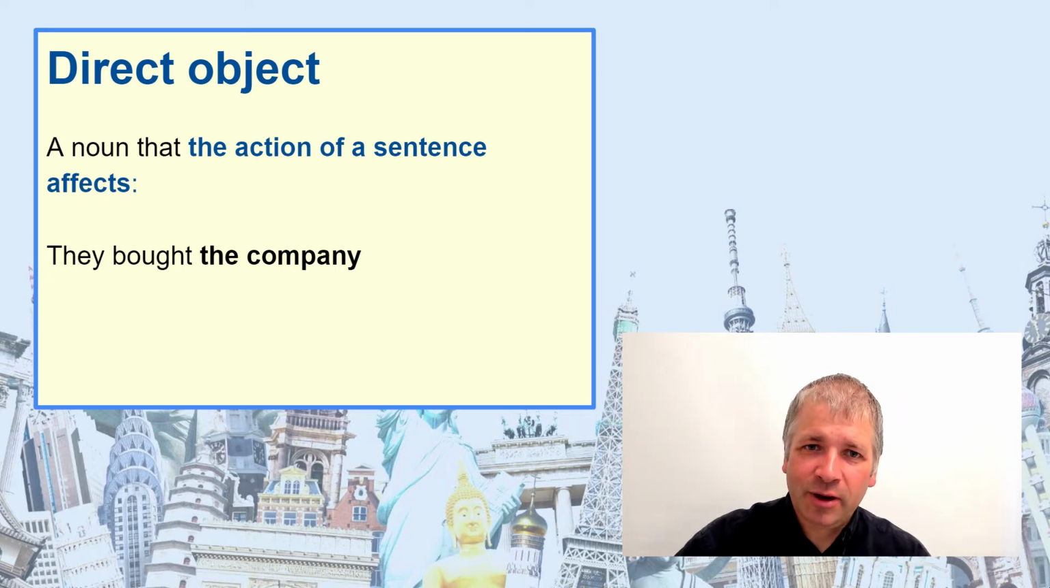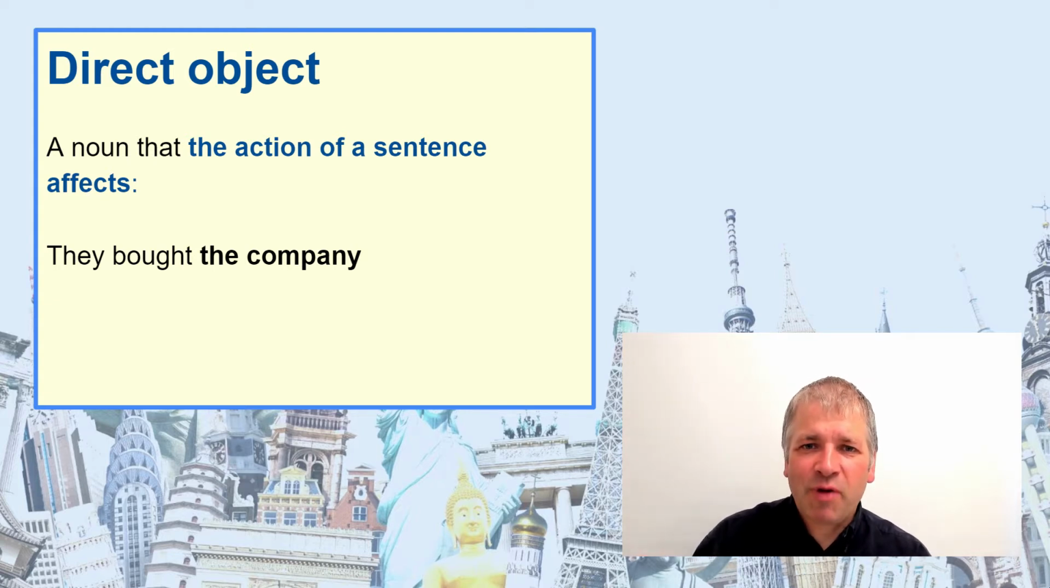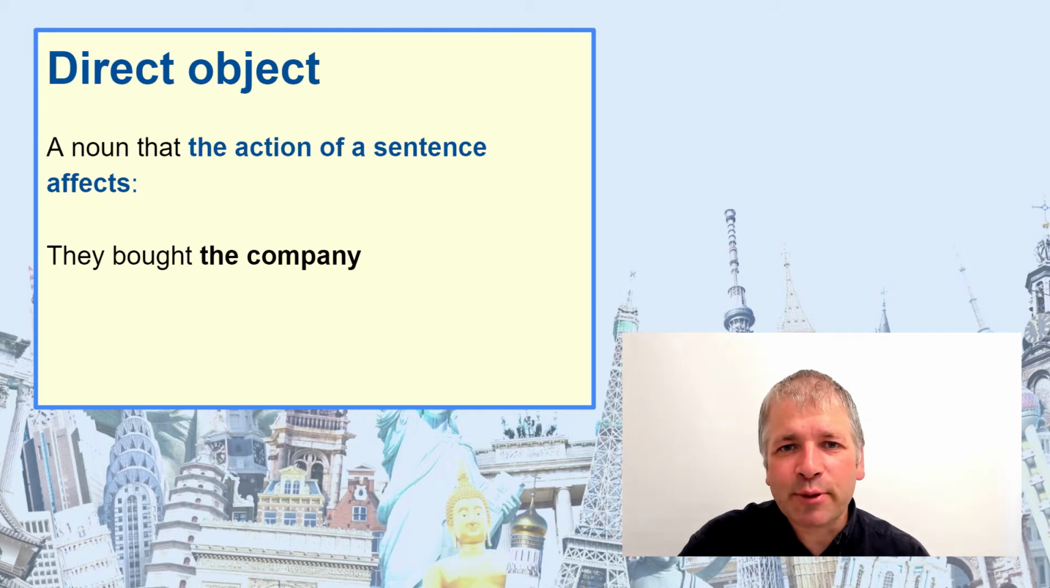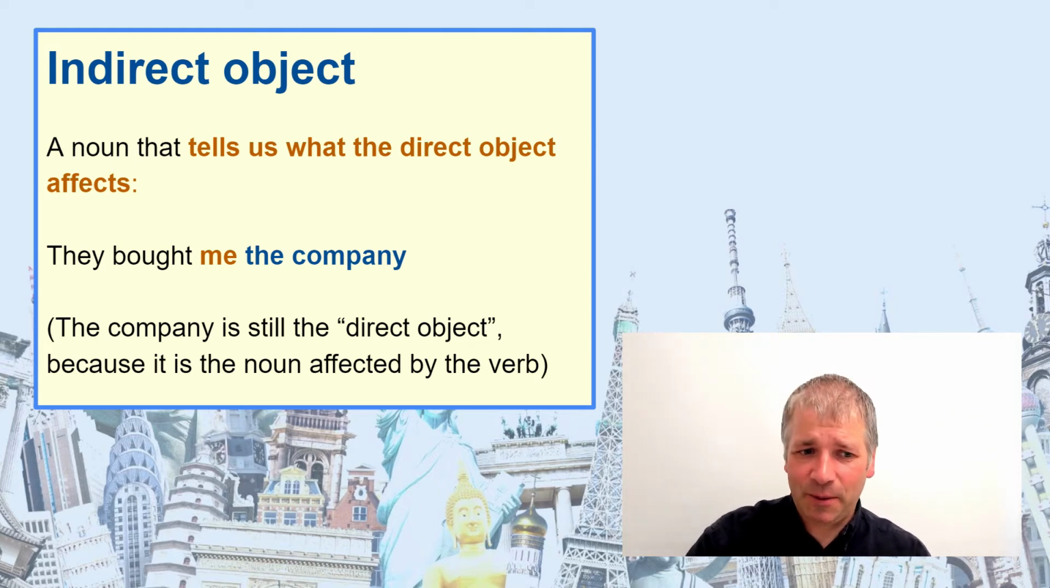The action is bought, coming from the word to buy. And what does that affect? It affects the company. So the action is relevant to the company. Most objects are direct objects, but we can also have an indirect object. Here we will have two objects. We will have the direct object and the indirect object together.